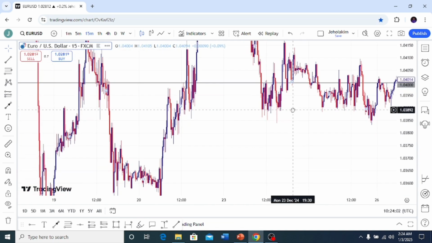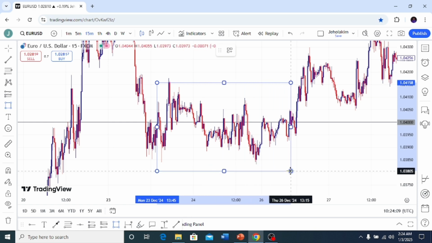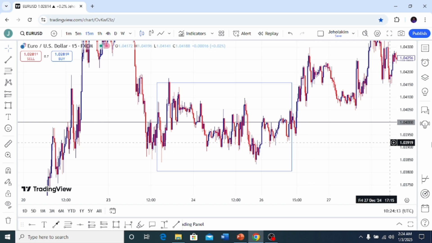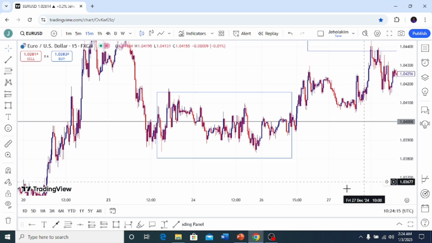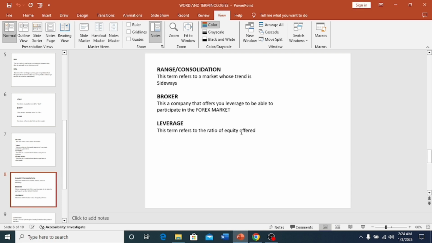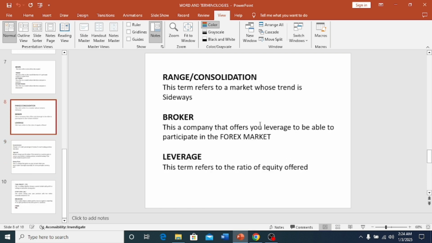So at this place, something like this place, we call it a ranging market. The market is ranging, it is moving sideways without a specific direction. We call these kinds of places a ranging market. See that? Call it a ranging market. So range and consolidation refers to a market whose trend is sideways. So that's the picture I just showed you.